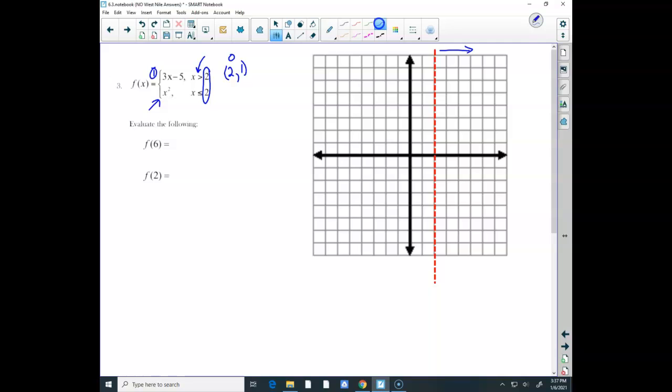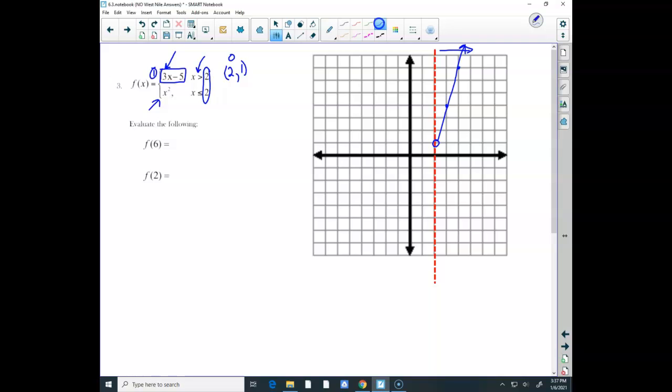So I'm going to go over 2, up 1. And because it does not include that 2, I've got to make that an open circle. Well, I can shortcut this because I know this is a line and it has a slope of +3. So from my first point, I can say rise 1, 2, 3, run 1. Rise 3, run 1. And I can make my graph really kind of fast there.